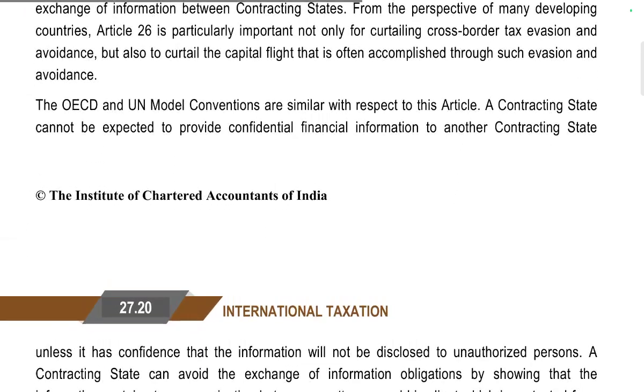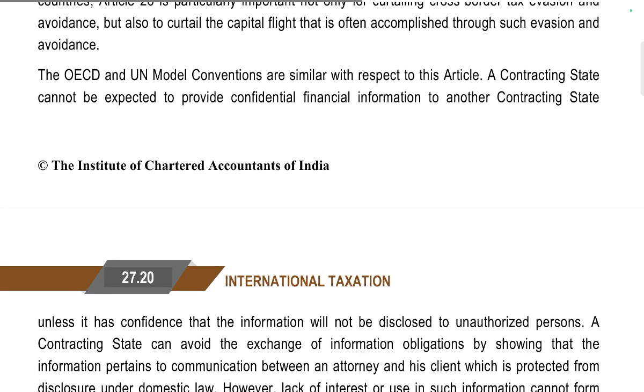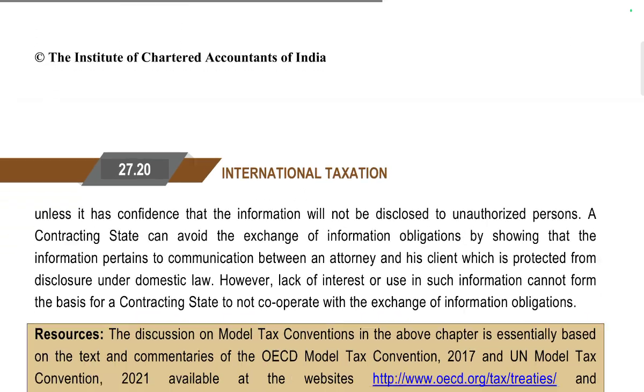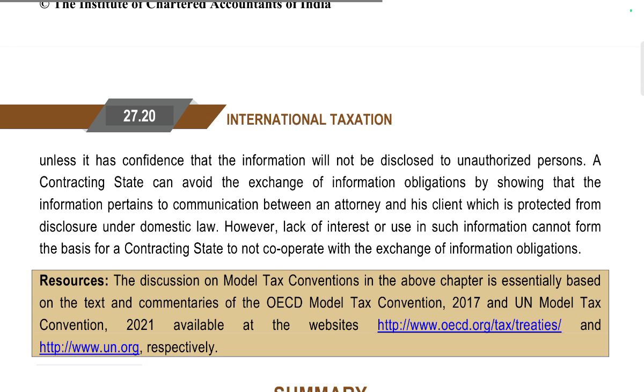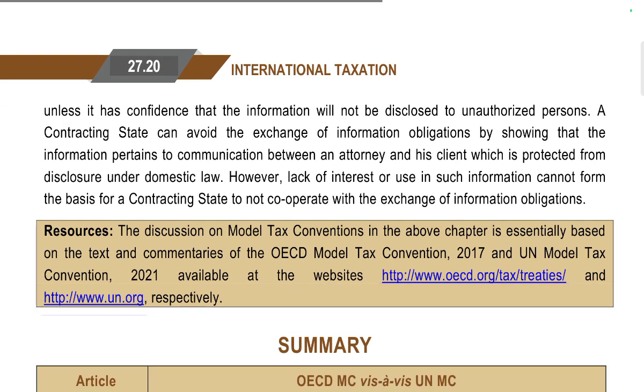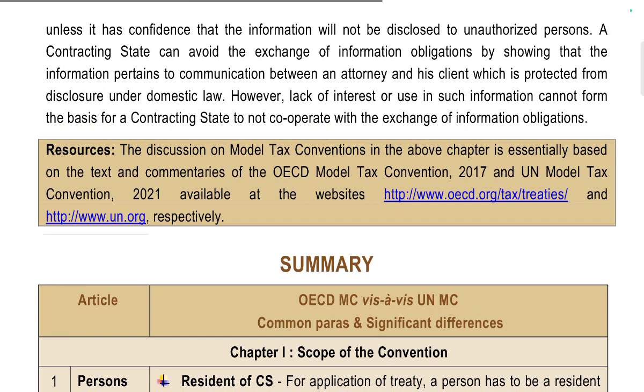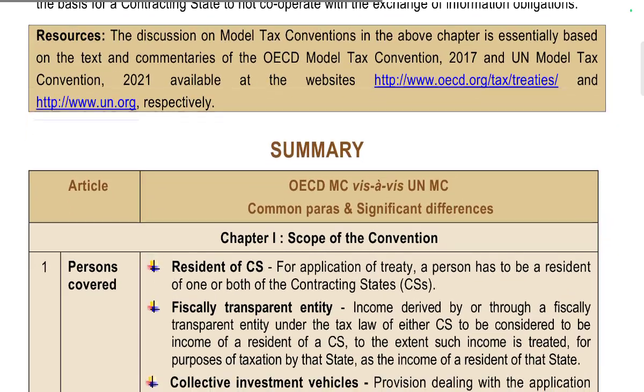The OECD and UN model conventions are similar with respect to this article. The contracting state cannot be expected to provide confidential financial information to another contracting state unless the confidential information will not be disclosed to unauthorized persons. The contracting state may refuse the exchange of information if the information pertains to communication between an attorney and client that is protected from disclosure under domestic law. However, a lack of domestic interest in the information cannot be a basis for a contracting state to not cooperate with the exchange of information. The discussion of the model tax conventions in the above chapter is essentially based on the text and commentaries of the OECD model convention 2017 and the UN model tax convention 2021, available on their respective websites.